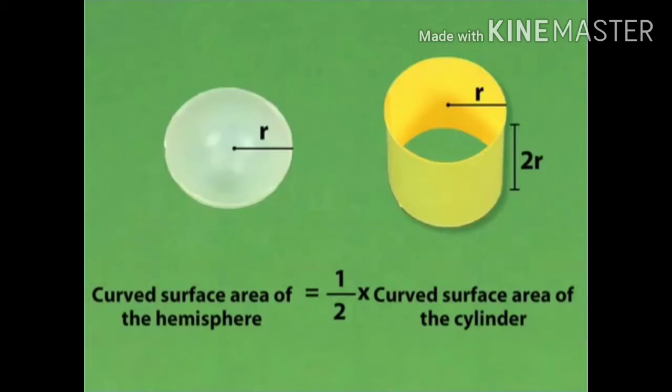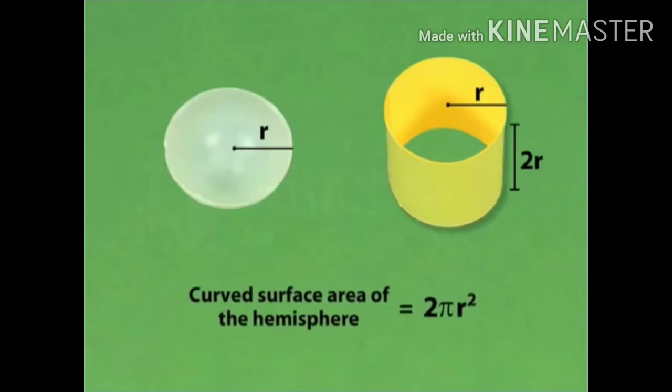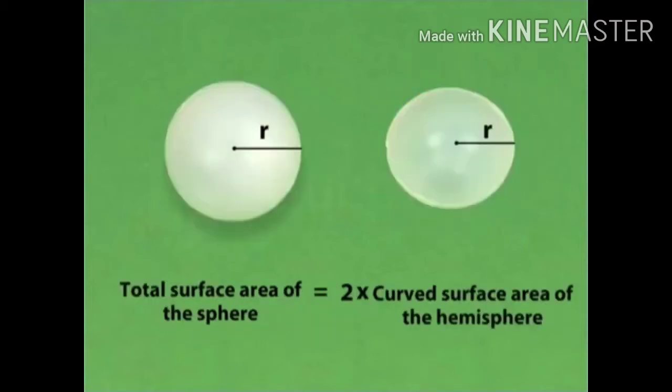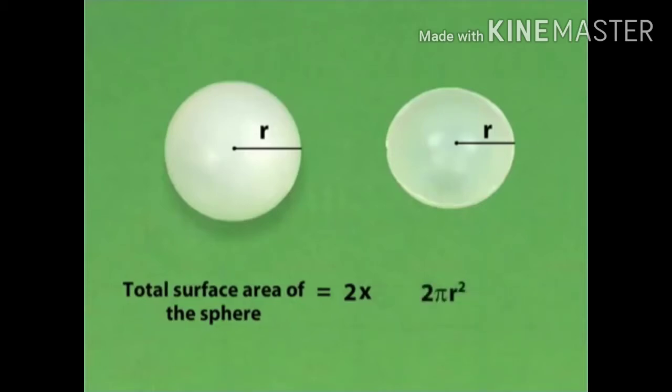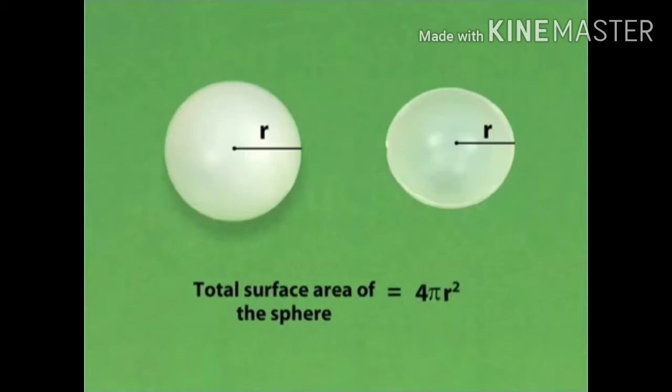respectively. So, the curved surface area of the cylinder is 2 pi r into 2r. The curved surface area of the hemisphere is 2 pi r square. The total surface area of the sphere is 2 times the curved surface area of the hemisphere. Thus, the total surface area of the sphere with radius r is 4 pi r square. This is the formula for the surface area of a sphere.